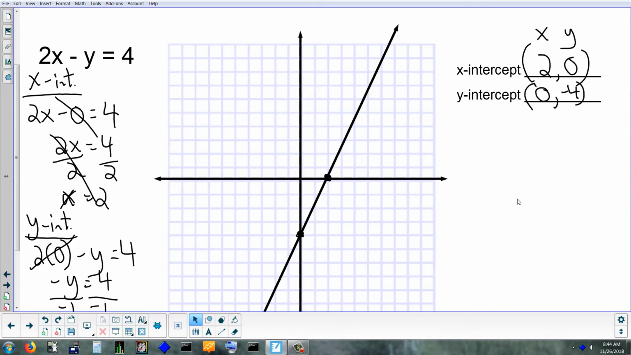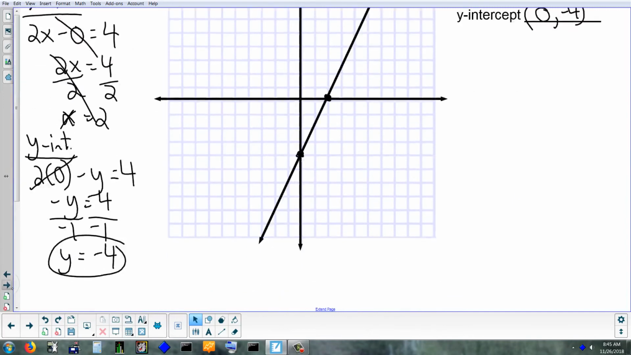Y-intercept, we have to have a number greater or less than 0 for my y, and then the x is just going to be 0. All right? That's it for that stuff.